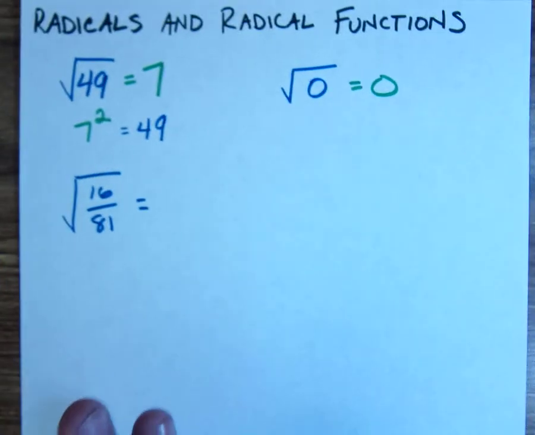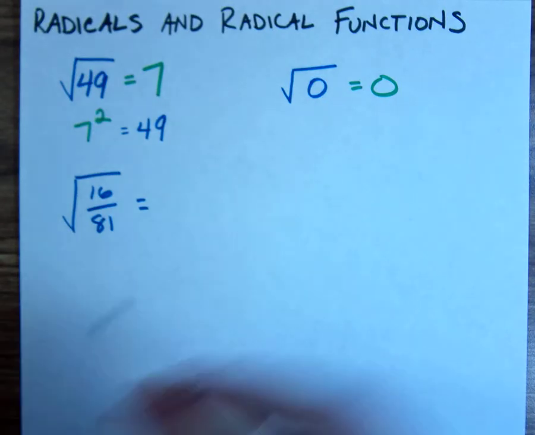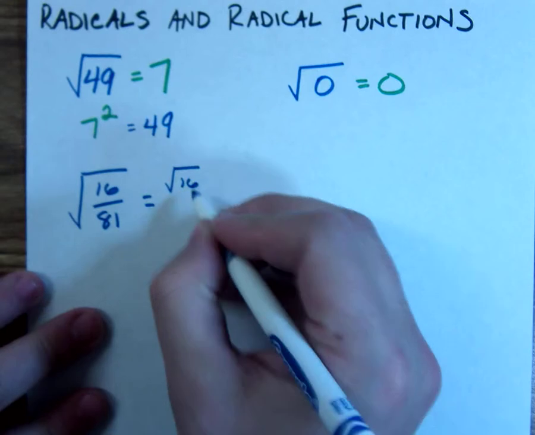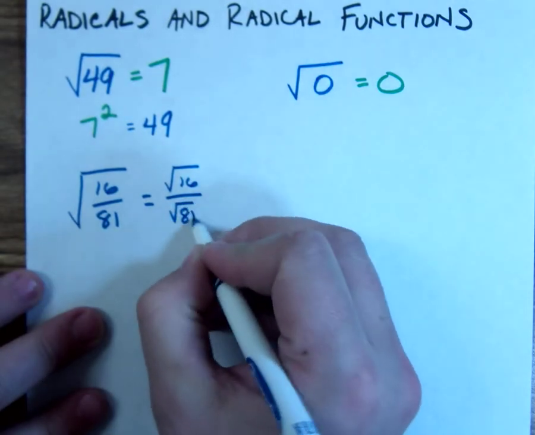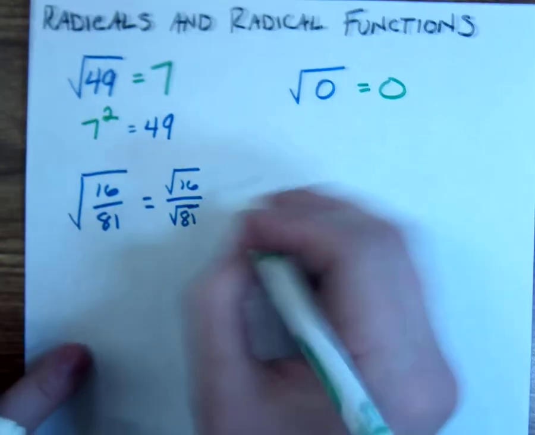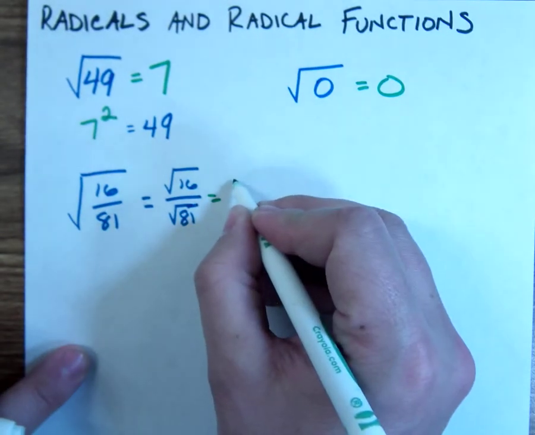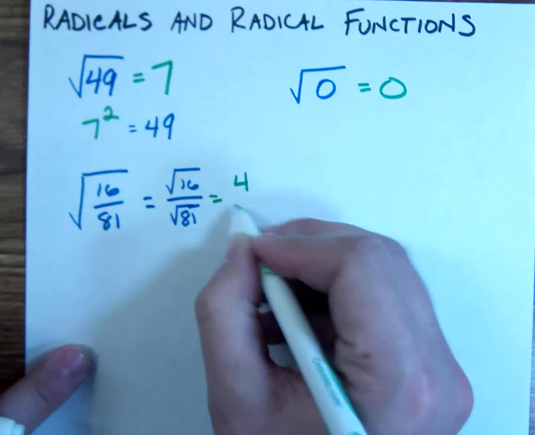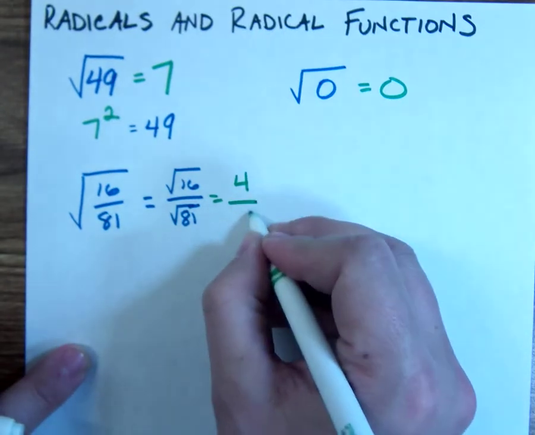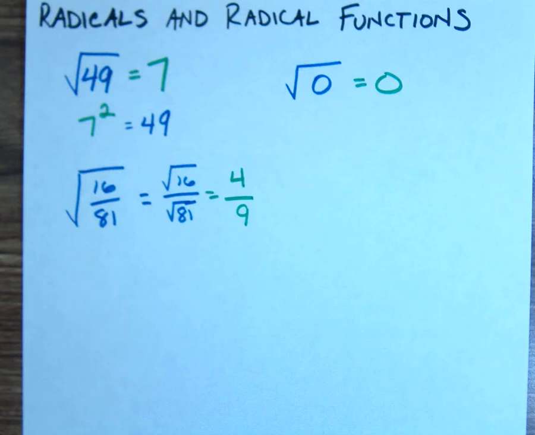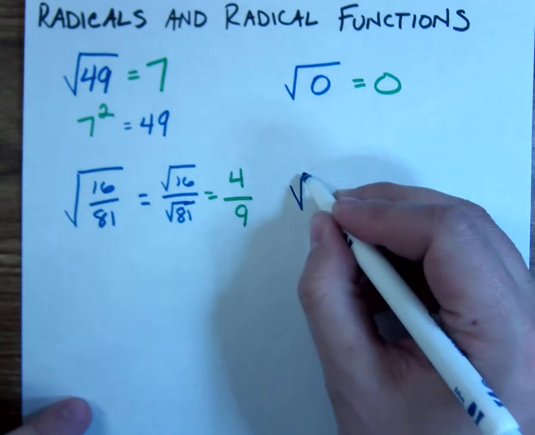The way that you break down a fraction that is inside of a radical, in this case a square root, is real simple. You square root the numerator and you square root the denominator separately. So the square root of 16 is 4, and the square root of 81 is 9. So the answer there is 4/9.